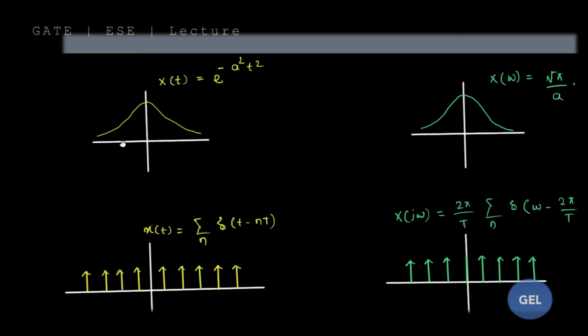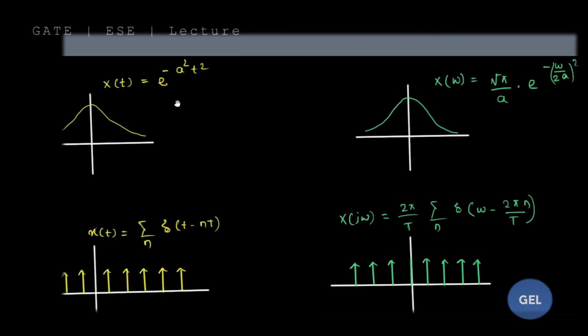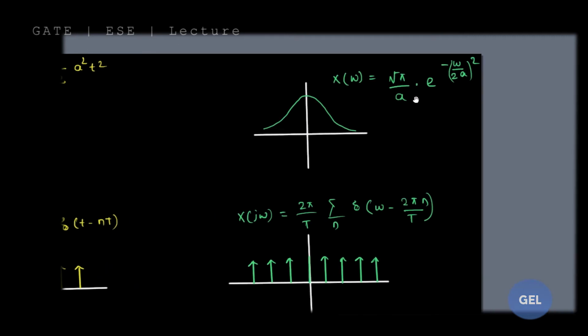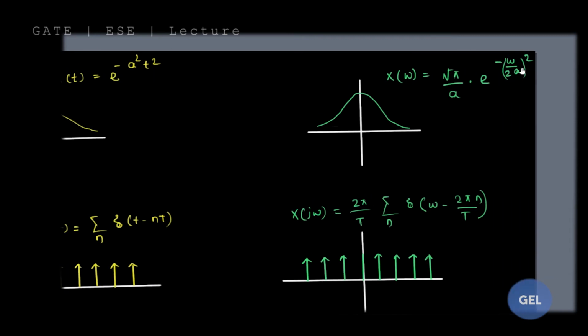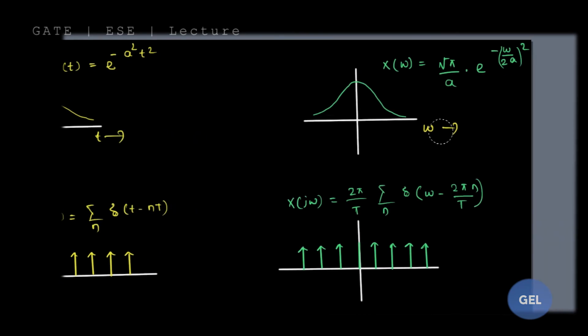If you have a Gaussian pulse like this, it will be this kind of expression. We know this is the standard format of a Gaussian pulse. We'll get into detailed analysis of this Gaussian pulse and its derivation in the analog communication subject. The Fourier transform of this function will be nothing but root pi by a into e to the power minus 1 by 2a whole square into omega square. So this is your omega domain, that is frequency domain. This is your t domain. Yes or no?